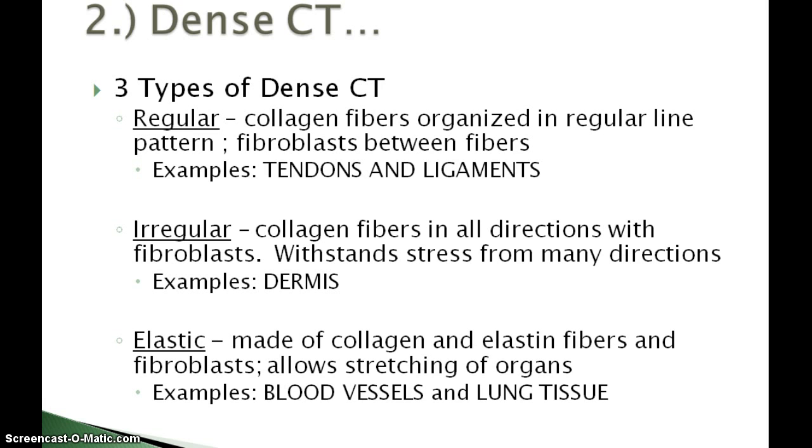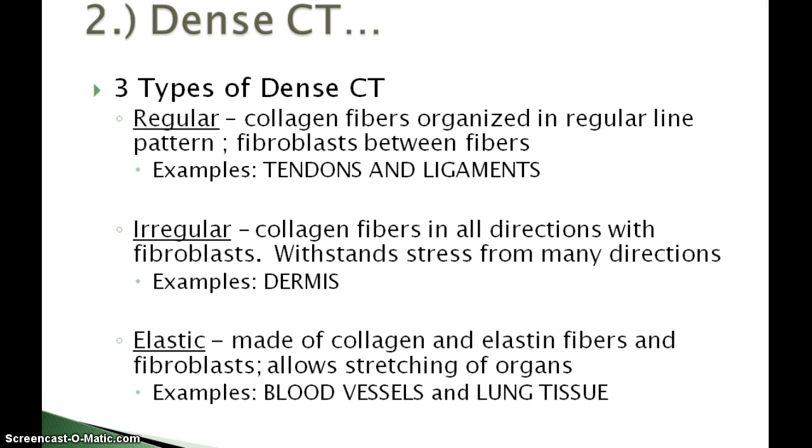When we look at dense connective tissue, there's three main groups here. First one's called dense regular connective tissue. The reason why it's called regular is that all the fibers are in a regular pattern. They're all lined up, and there's fibroblasts there to make those fibers. This is how your tendons and ligaments are. And the reason why this stuff's really important is that it's really strong at being pulled in one direction.